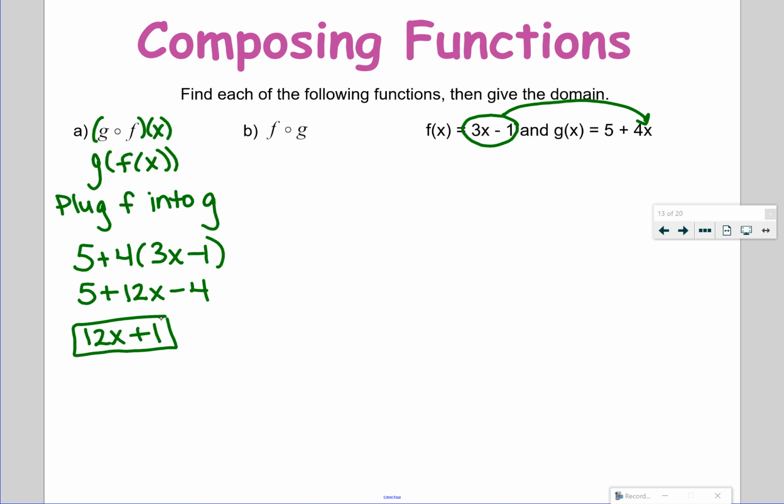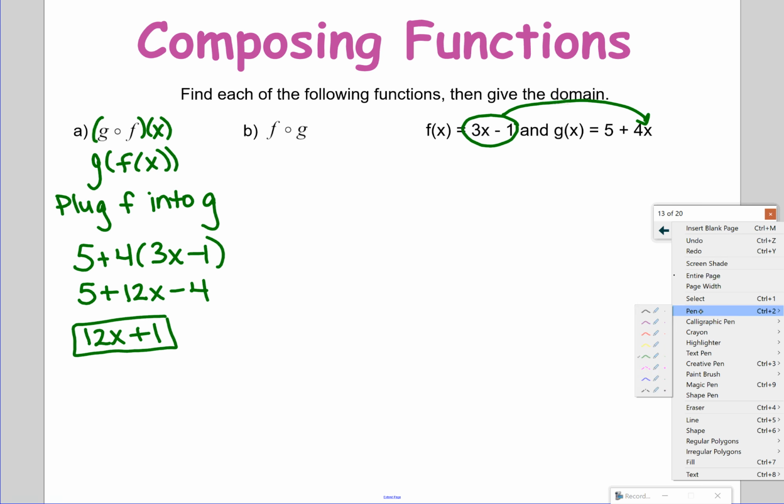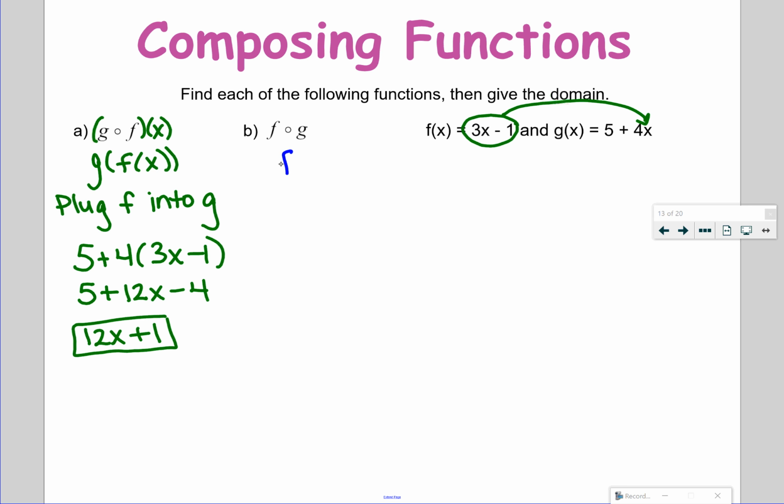f of g is the opposite. I'll do this one in a different color. I can write f of g of x, and I can say in words this means plug g into f. You can actually see in the notation g is inside of f. So we're going to do the opposite now. Function g we're going to circle. We're going to plug it into function f anywhere we see a variable.